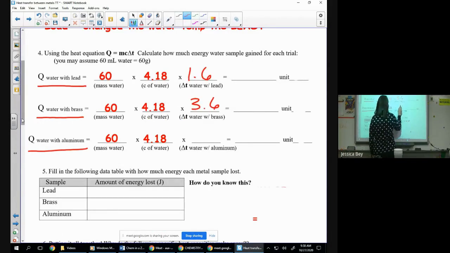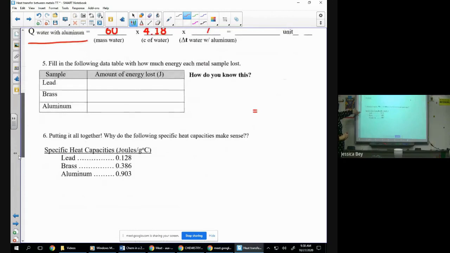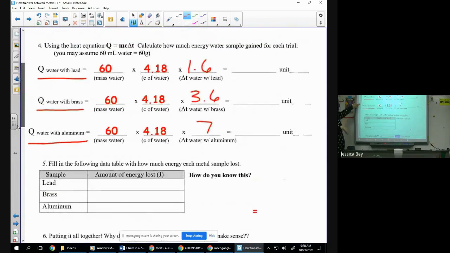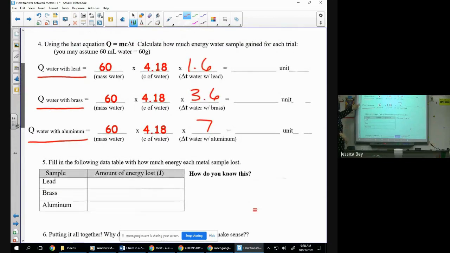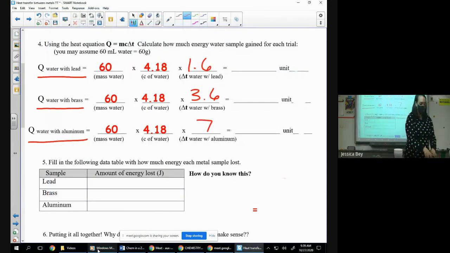Now, what I want you to do is I'm going to put the music on quietly, and I would like for you to just answer. We'll do 6 together. I would like for you to answer 4. Ooh, maybe we'll do 5. At least do the numbers to 4. Let's have you guys do 4 on your own. Can you tell me how much energy each of those samples gave? Beautiful. And I'll do mine too, and then we'll come together.